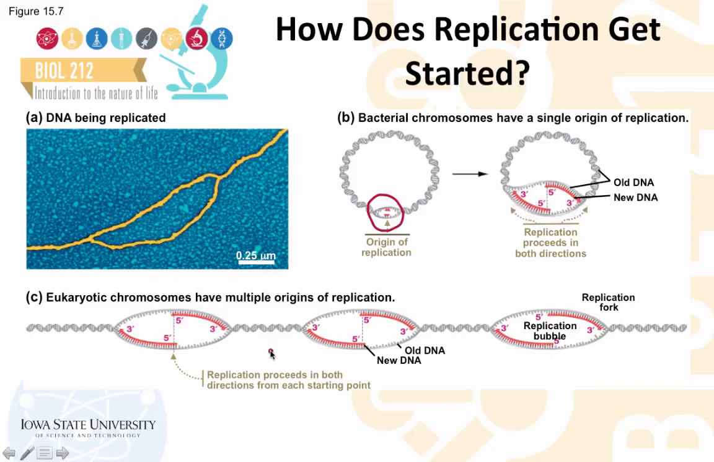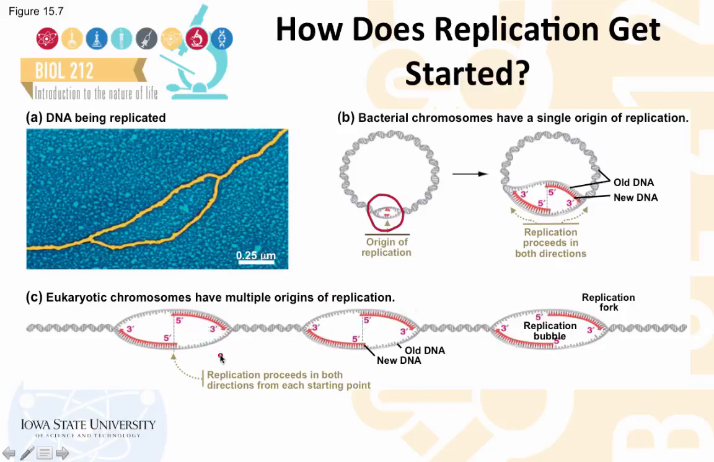Similarly, in eukaryotic chromosomes, when DNA replication begins, replication bubbles are formed within the chromosome. If you compare bacterial and eukaryotic chromosomes, though, you can see that in the bacterial chromosome there's only one replication bubble, whereas eukaryotic chromosomes, which are much larger linear molecules, have multiple replication bubbles.